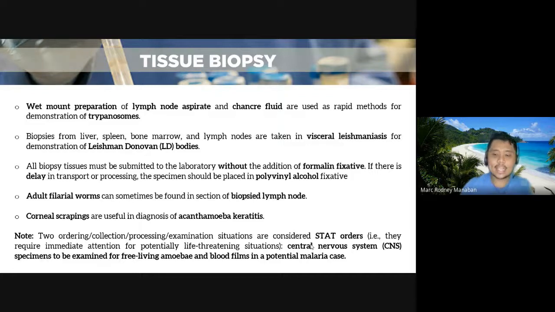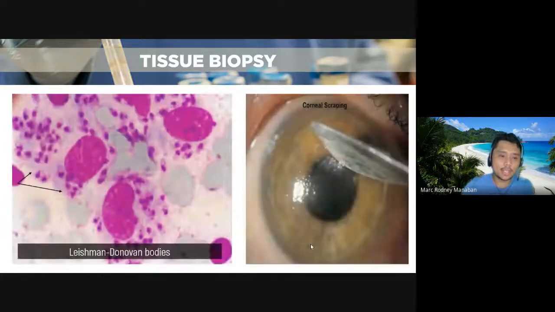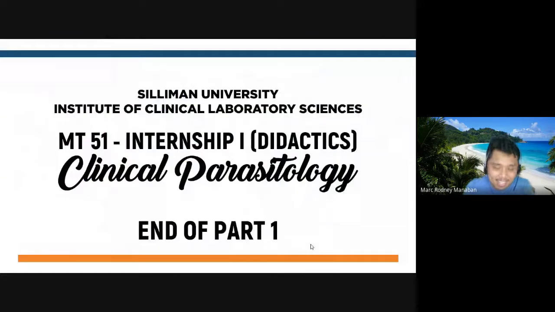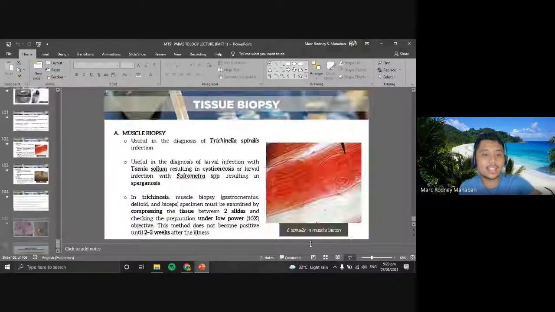Here are your pictures of LD bodies. It's within your WBCs. These are your Leishman-Donovan bodies. For corneal scraping, using a forceps, you scrape the surface of the cornea, and then you can see the trophozoites of Acanthamoeba. That's the end of part one, the introduction and the different specimens for parasitic examination.